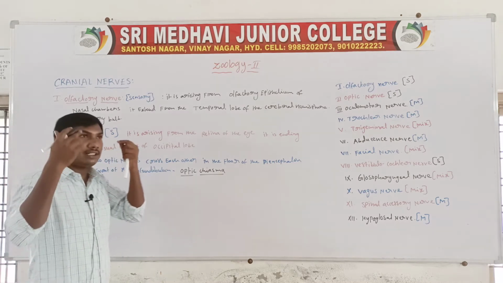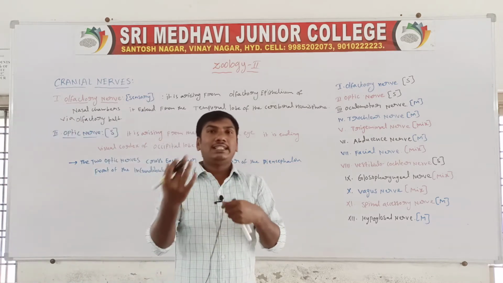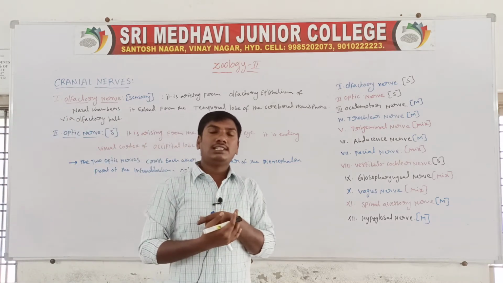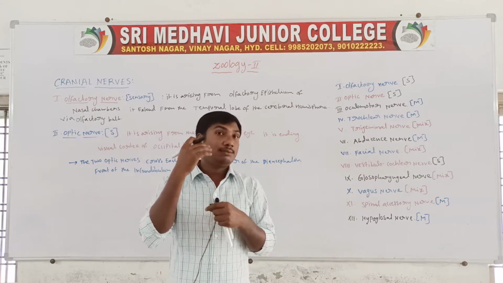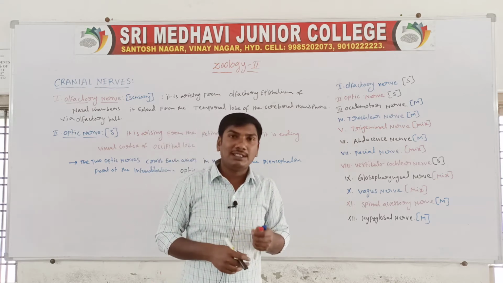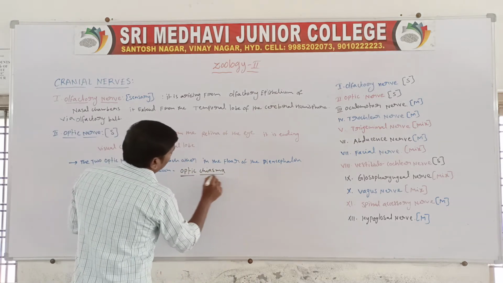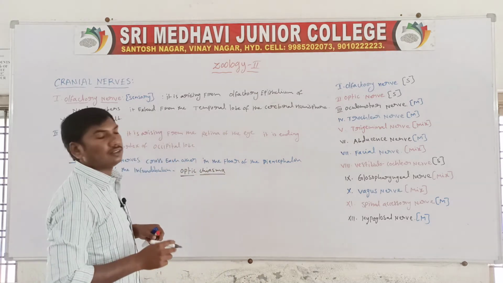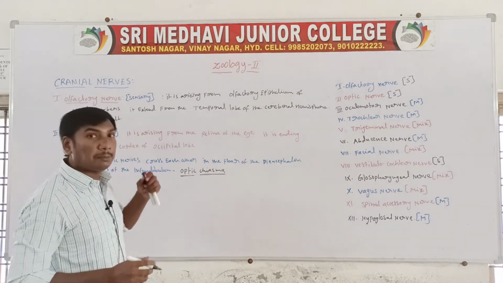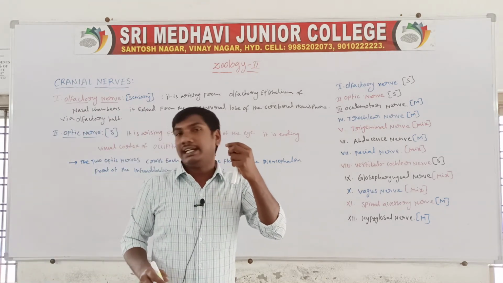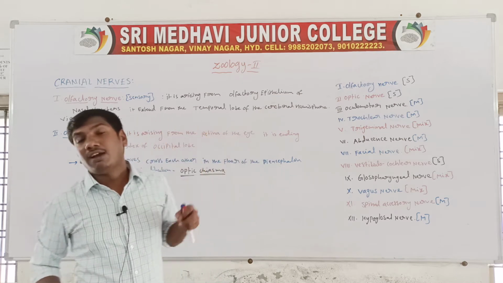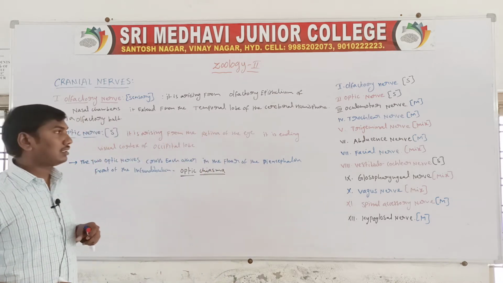So the two nerves cross each other at the floor of the diencephalon, in front of the infundibulum, forming the optic chiasma. The optic nerve arises from the retina of the eye and ends at the visual cortex of the occipital lobe.